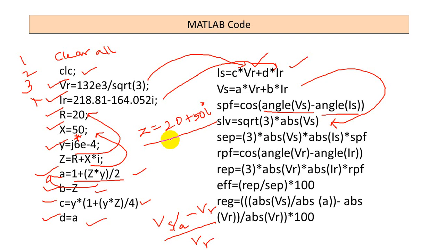We will see it in the next experiment, the determination of ABCD parameters and estimation of sending end and receiving end voltage for a T network. A similar one, let me explain in the next session.